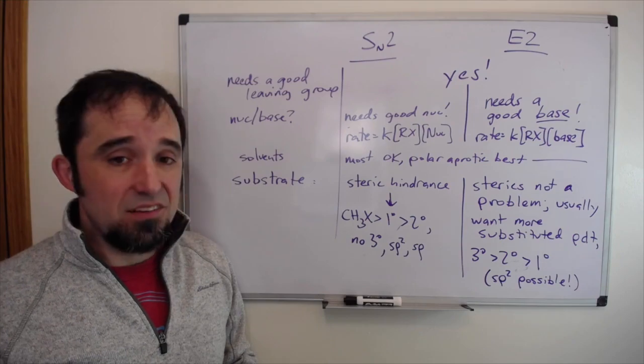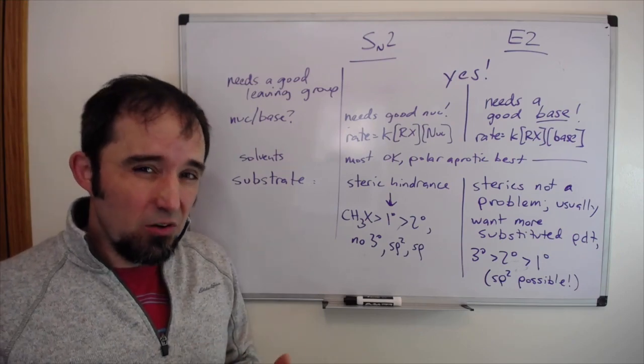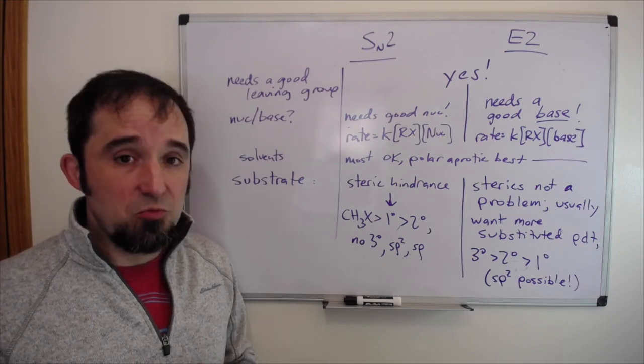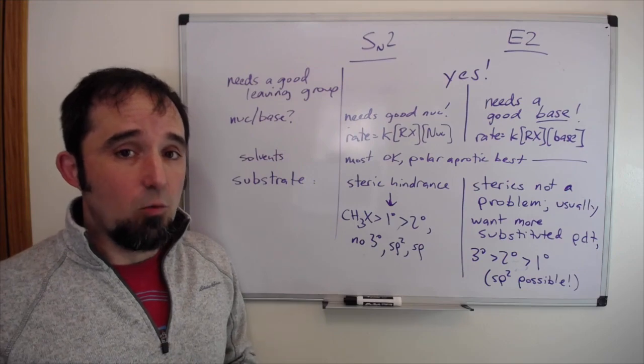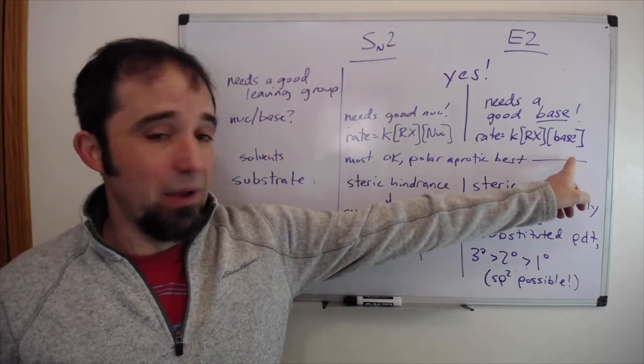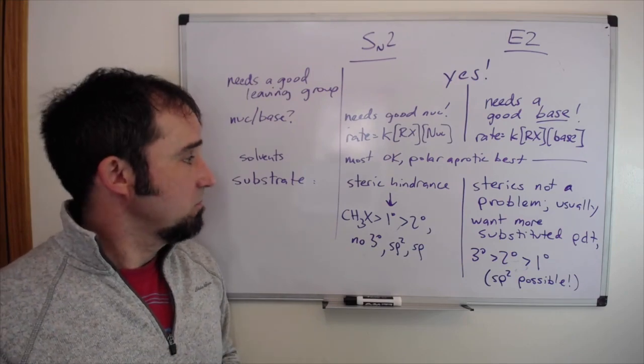Okay, solvents, for the same reasons, these are pretty general when it comes to solvent, but they prefer those polar aprotic solvents the best. Again, protic solvents like water might overstabilize our base, so we don't have enough base to make it work.